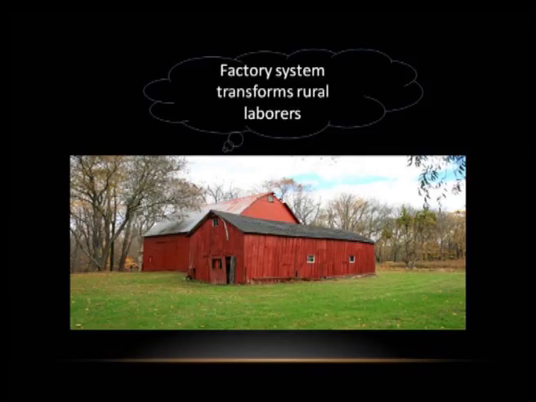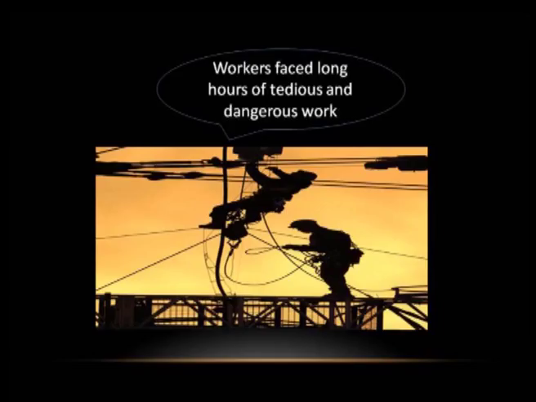New patterns of work. The factory system transformed rural laborers into industrial workers with rigid timetables and strict discipline. Workers faced long hours of tedious and often dangerous work.